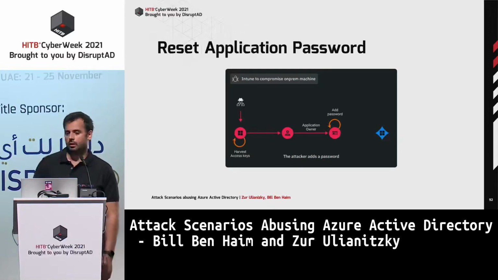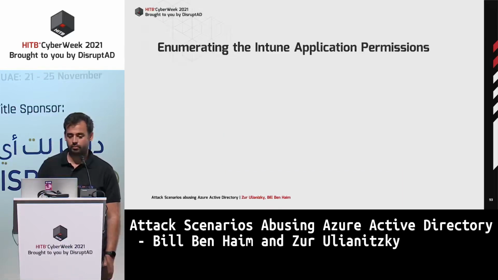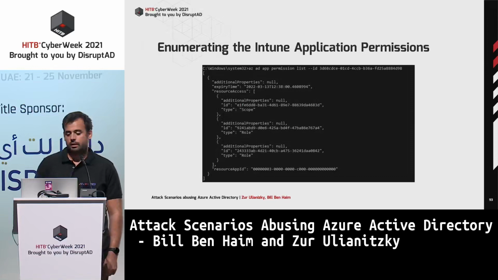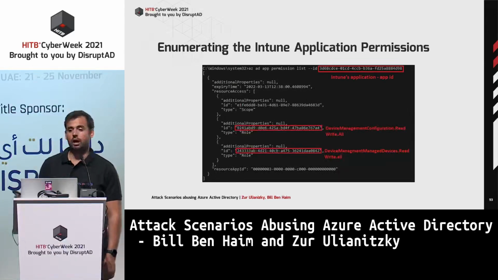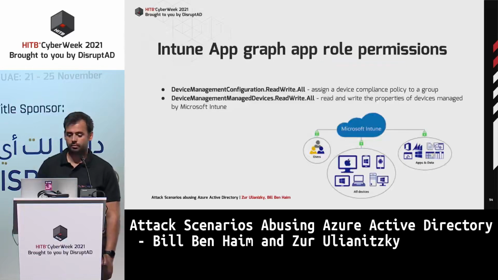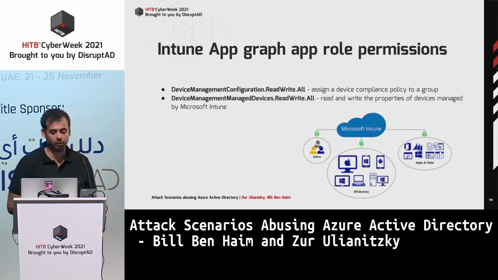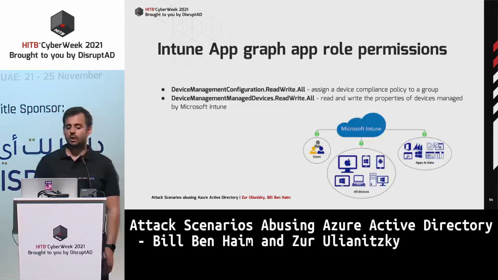Since the user has the owner permissions, as we talked about before, he can now add an application password to a specific application that he wants. Then the attacker enumerates the current application permissions and discovers the following Graph app role permissions. A compromised application with one of the following permissions will allow the attacker to create a policy and assign it to a group of devices. In this case, we're going to abuse it and use it to execute code on different devices.